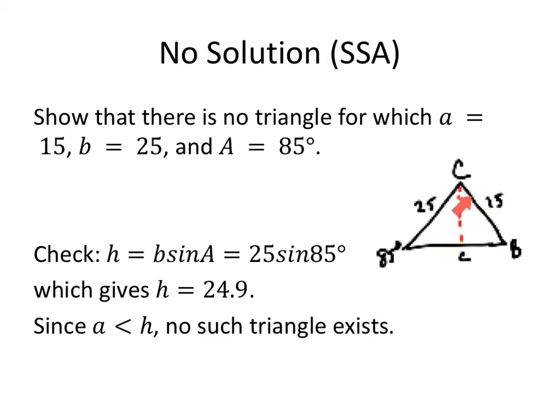Well, if it's 24.9 to go from angle C down to base C, then this 15 is not actually reaching. It doesn't reach all the way. It's dangling here in midair. We might say that this part of it, it's not even there. It doesn't even exist. So no such triangle exists, and that's what happens. Our side A is just too short to go along with this big angle of 85.